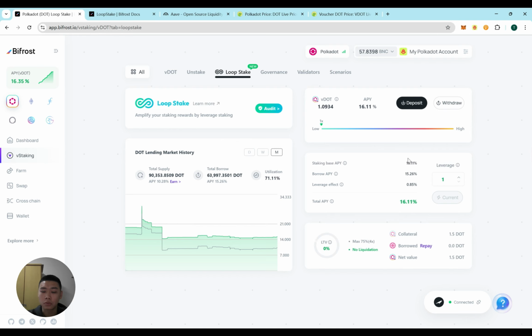So this is the routine and how it works under the manual position decreasing mode. So I hope you enjoyed. That's all the operations and functions regarding LoopStake.